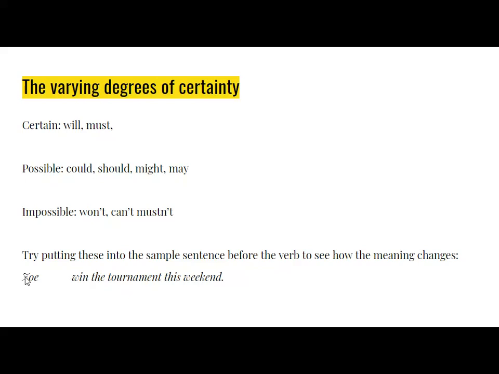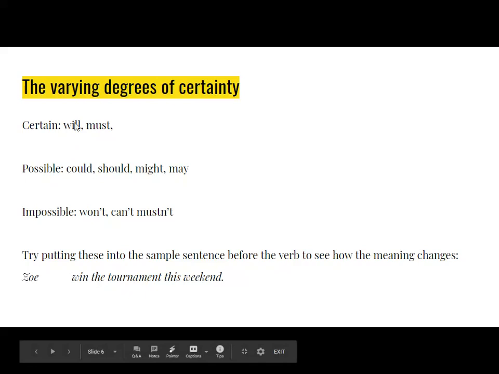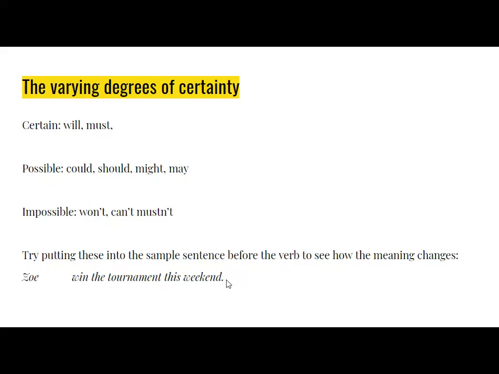For example, Zoe will win the tournament this weekend. We can say that is certain. Zoe is guaranteed 100% to win the tournament this weekend. Zoe will win the tournament this weekend.